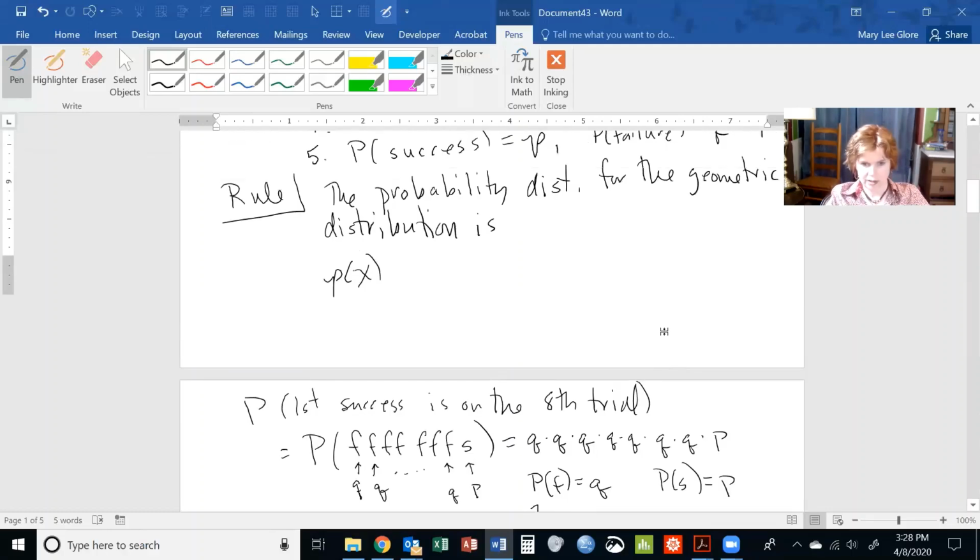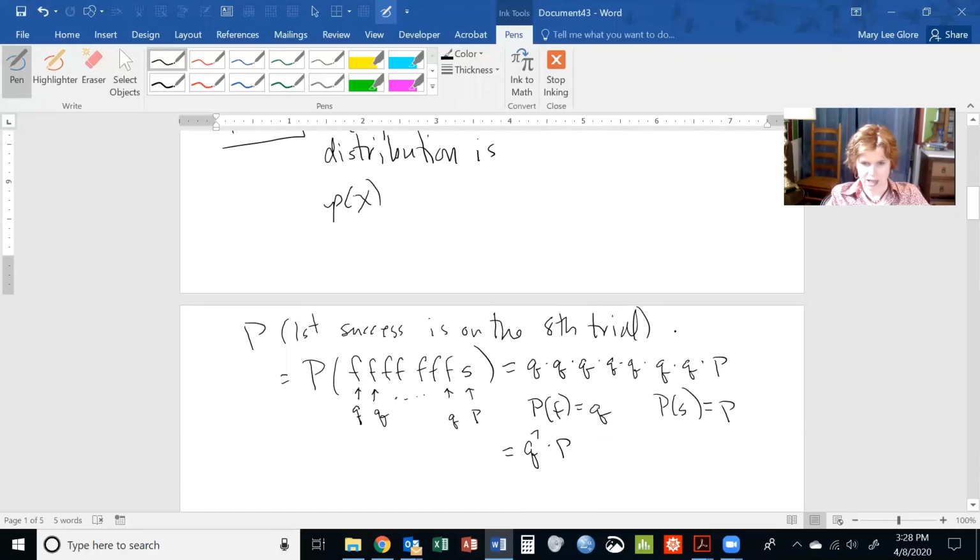Right. So the way we write this, that type of pattern is going to exist. By the way, this is P of 8. For whatever reason, they always put the P first. The probability that our first success is on the X trial is going to be P times Q to the X minus 1. So this is the same as P times Q to the 7.